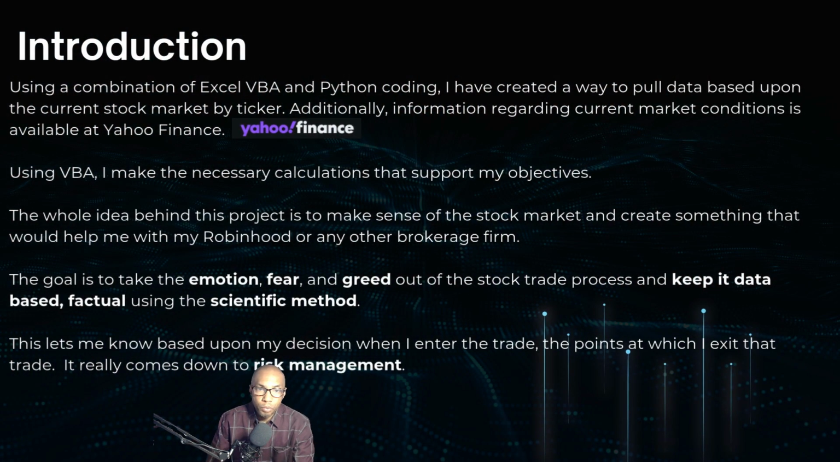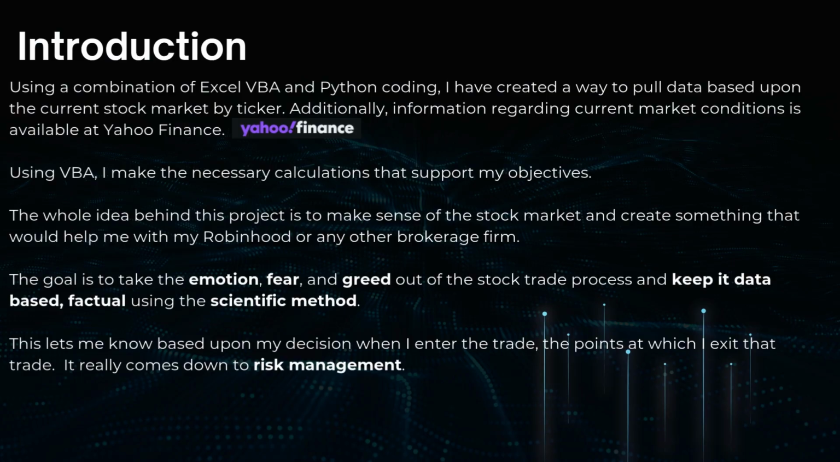Now, what we have today is using a combination of Excel VBA and Python coding. I have created a way to pull data based upon the current stock market by ticker. Additionally, information regarding current market conditions is available at Yahoo Finance. Using VBA, I make the necessary calculations that support my objectives.